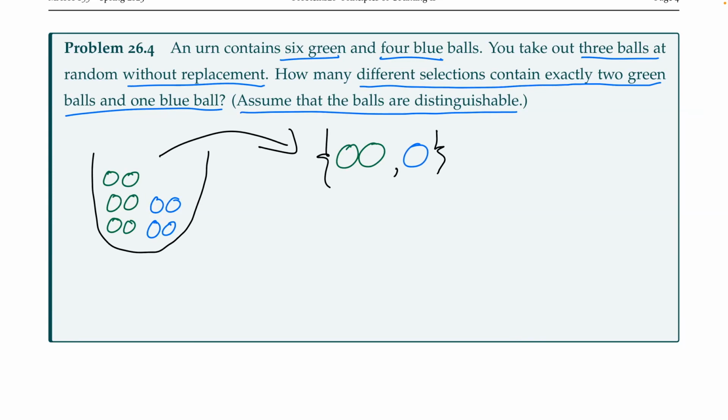So what do we have here for these green balls? Well, there are 6 green balls in this urn. We're assuming that they're distinguishable. So there are 6 choose 2 ways to get them. We're choosing 2 out of this 6. We only care about the combination. We don't care about the order of these things.